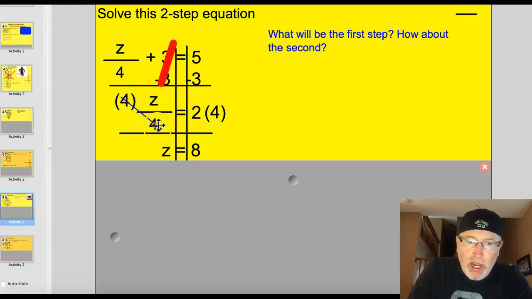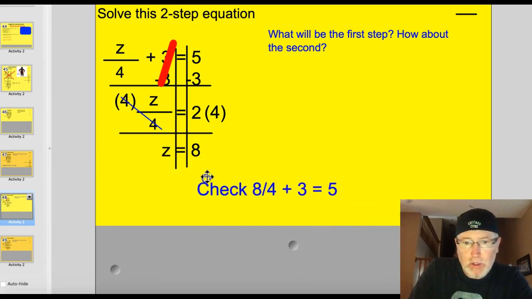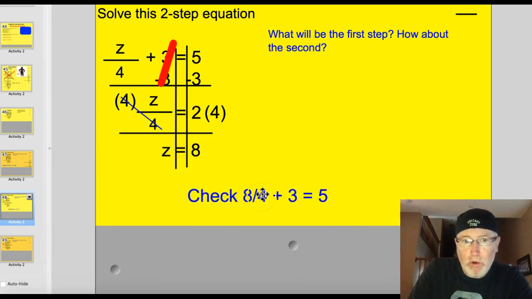How do you get rid of divided by 4? Again, we're always on this side trying to isolate the variable. We're going to multiply by 4. We've got multiplied by 4 and divided by 4. These will cross off because this is really just 4 over 1. So the 4's cross off, and you're left with z, or 1z, that's isolated. 2 times 4 is 8. Let's pop it in and see if it works. 8 divided by 4 is 2, plus 3 is 5.